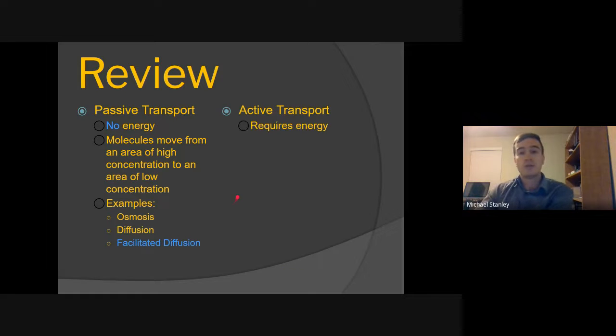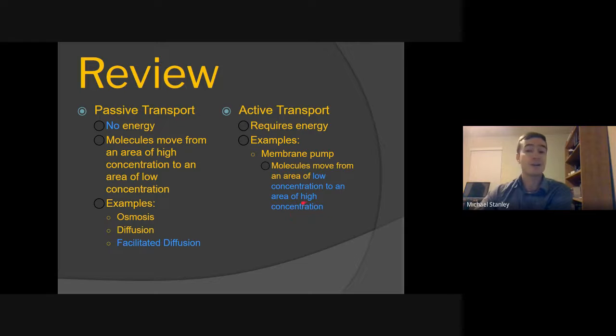Active transport requires energy. We need energy in order to fight that concentration. So we can use a membrane pump to pump particles in and out across the membrane from the low concentration to the high concentration area. So again, this is why we need the energy, because they don't want to naturally move into a high concentration area, so we need energy to make them move.